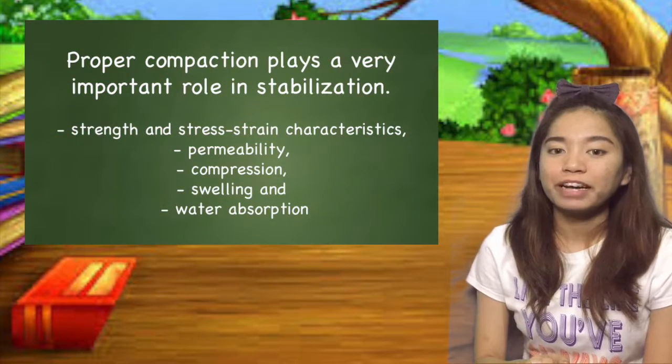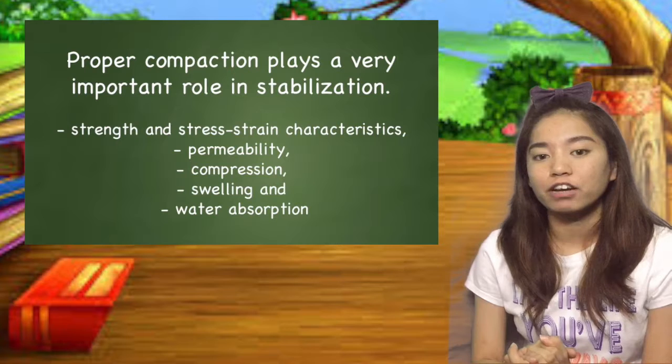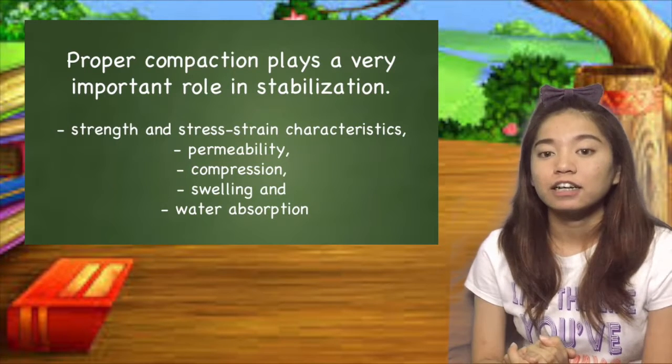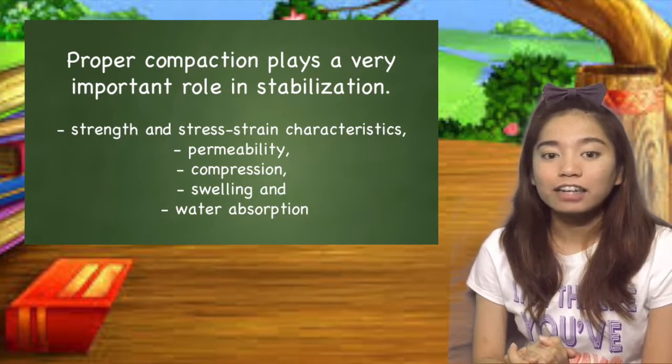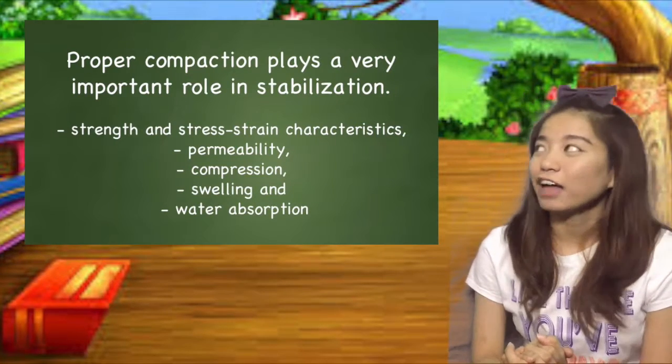Proper compaction plays a very important role in stabilization. Compaction has a great effect on soil properties, such as strength and stress-strain characteristics, permeability, compression, swelling, and water absorption. The properties of a soil under compaction depend upon the water content, amount of compaction, and the type of compaction. Compared to coarse-grained soil, the properties of fine-grained soil are affected to a greater extent by the placement condition.